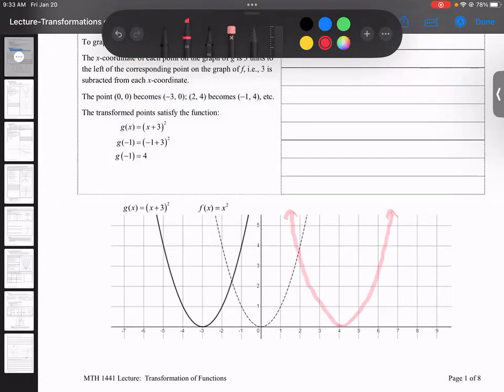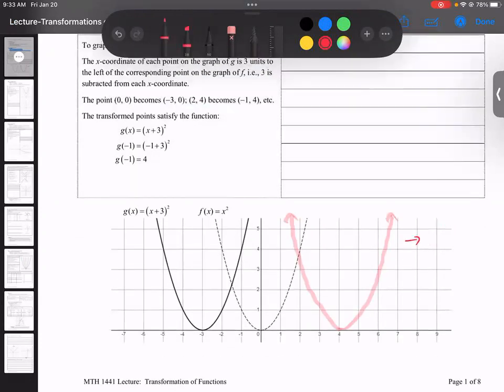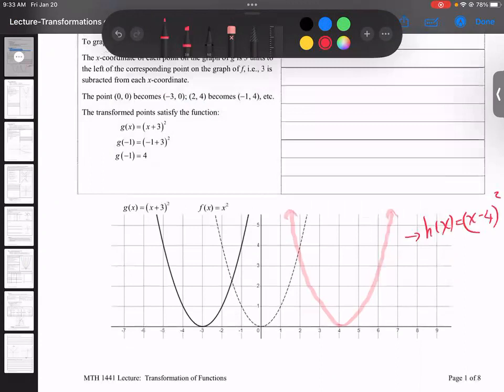Try to make your parabola a little bit curvy, because if you make it sharp at the vertex, it's the absolute value graph. It's a different graph. Try to make it curvy. So it's right here, f of x. Let me follow with h of x equals x minus 4 squared. Do you have any questions?